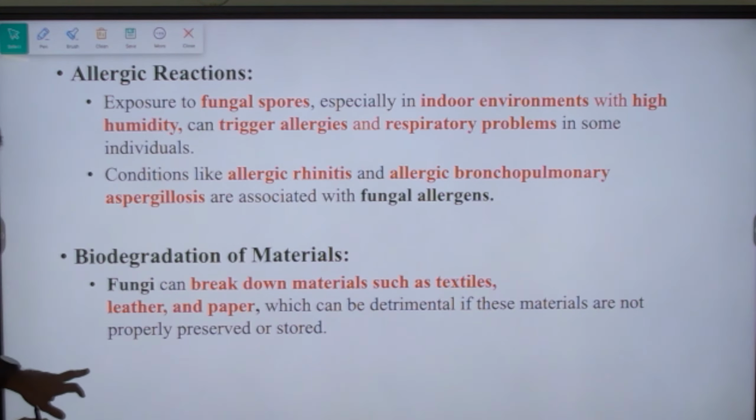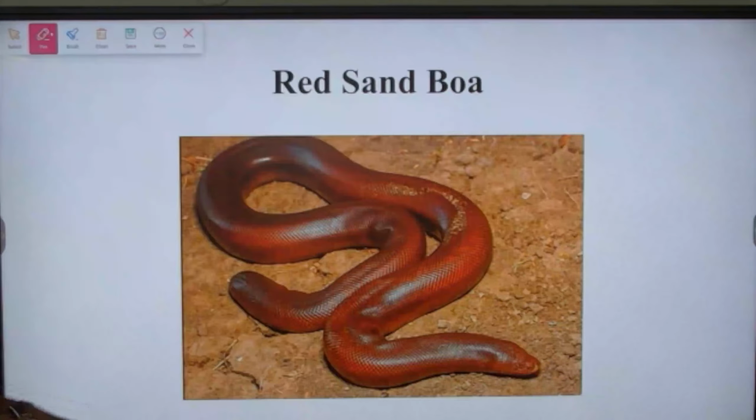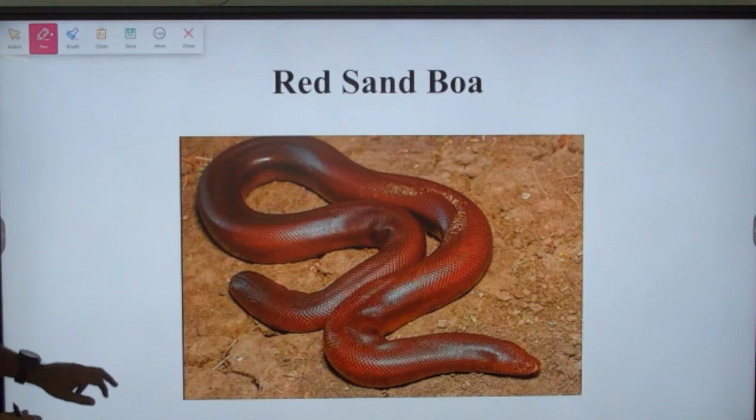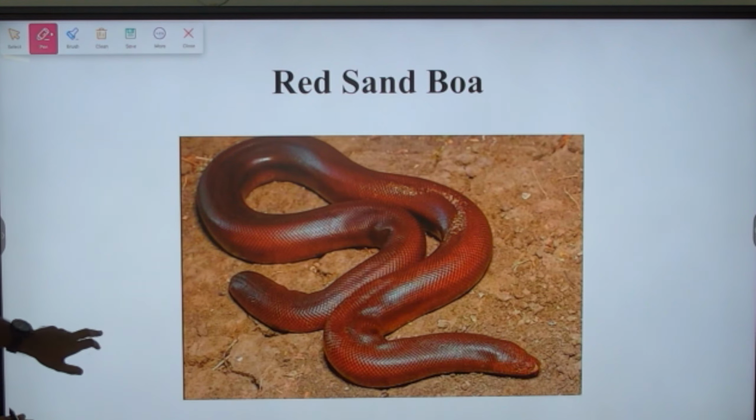Okay, the next thing is red sand boa. What is this red sand boa? Why is it in the news? Let us understand. It is a type of snake, but why is it in the news?